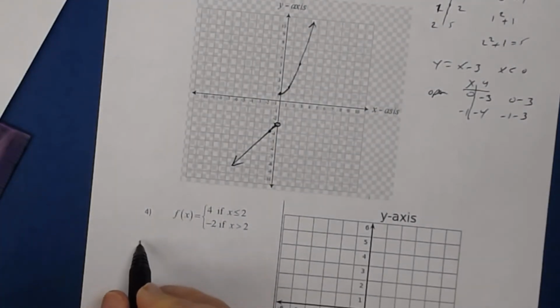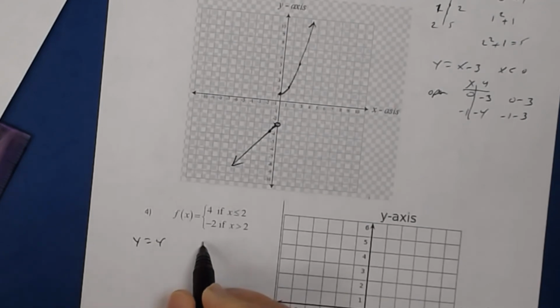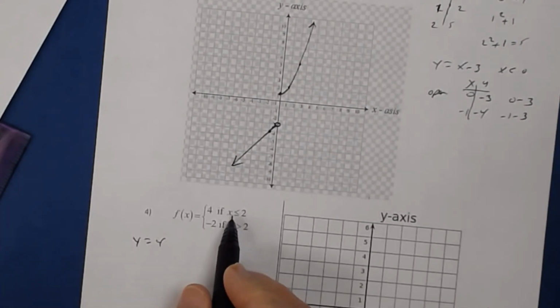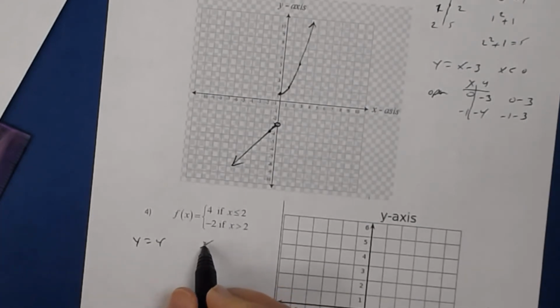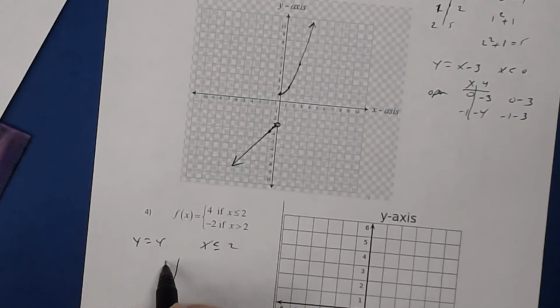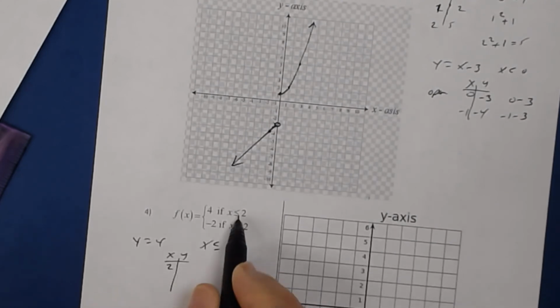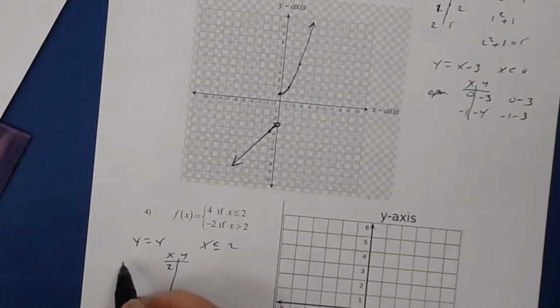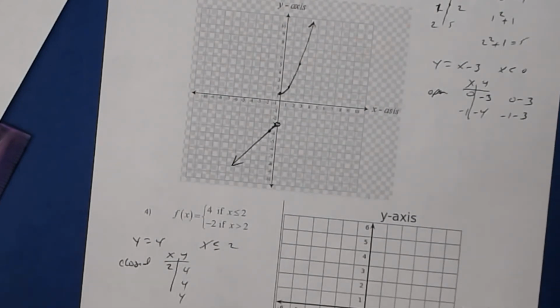So the first one says that y equals 4, and I'm restricting the domain to x less than or equal to 2. So I must use 2. Notice it's an equal sign, so 2 is in this domain. So when I graph, I'm going to put a closed circle for that point. But that says when x is 2, what's the y value? Well, the y value is always equal to what? 4. In fact, this is always going to be 4, right? No matter what x is.